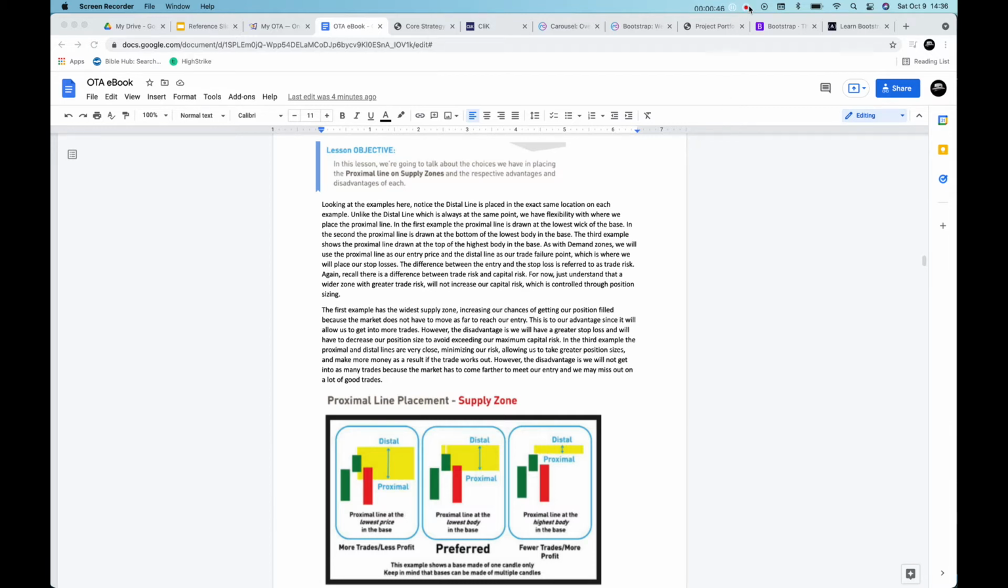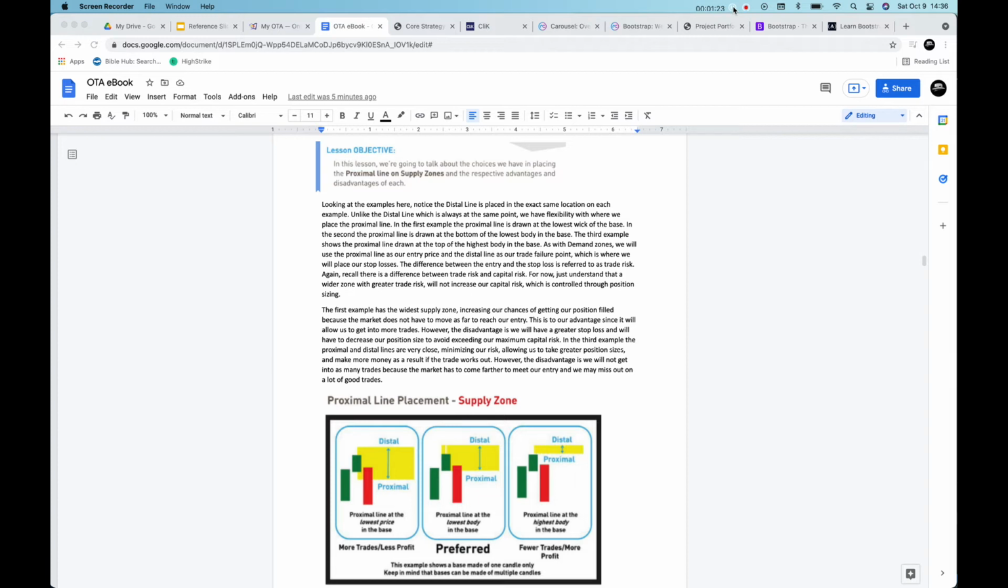As with demand zones, we will use the proximal line as our entry price and the distal line as our trade failure point, which is where we will place our stop losses. The difference between the entry and the stop loss is referred to as trade risk. And again, recall there is a difference between trade risk and capital risk, but for now, just understand that a wider zone with greater trade risk will not increase our capital risk, which we will control through position sizing.